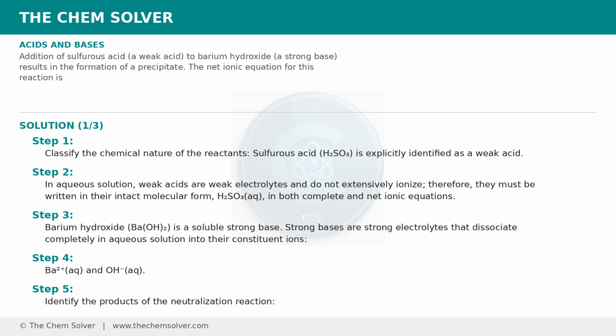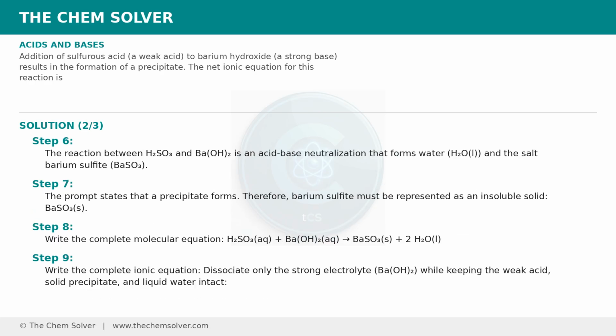Identify the products of the neutralization reaction. The reaction between H2SO3 and Ba(OH)2 is an acid-base neutralization that forms water, H2O, and the salt barium sulfite, BaSO3. The prompt states that a precipitate forms. Therefore, barium sulfite must be represented as an insoluble solid, BaSO3.